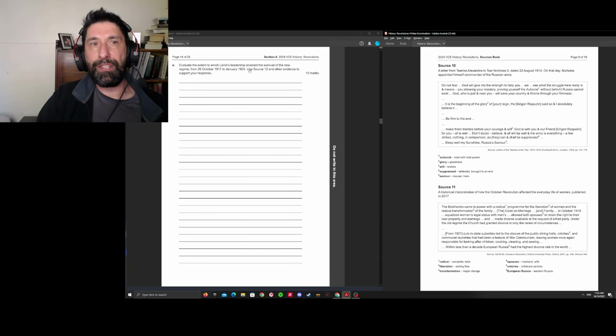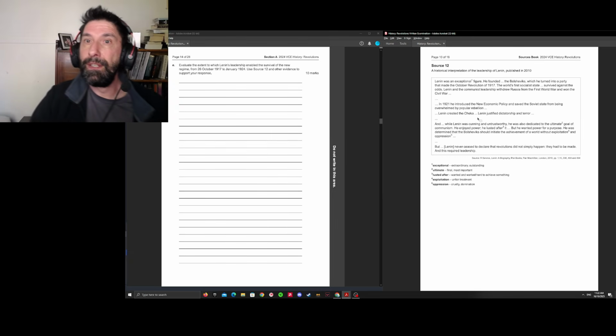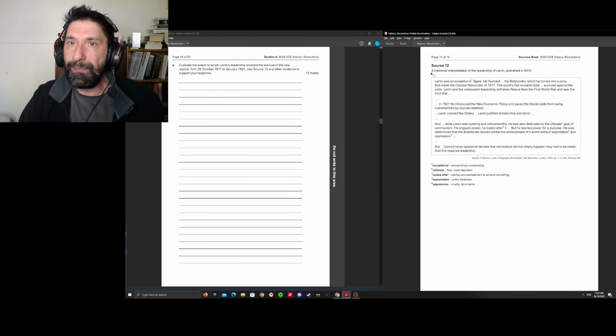And then this question, and this isn't always the case. Sometimes these 10-mark questions or the 9-mark questions will not ask you to refer to a source. They will just ask you to use your own knowledge. This one is asking you to refer to the source, which is source 12. So let's go to source 12. And here it is here.